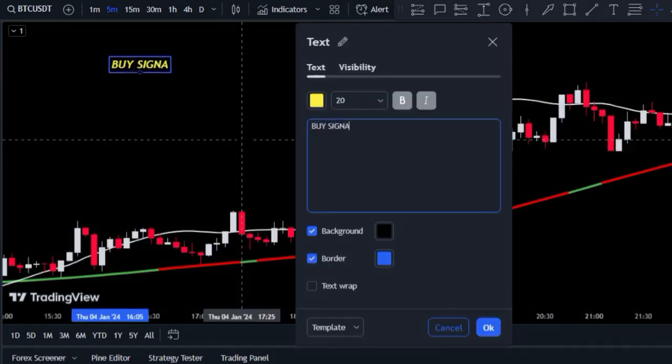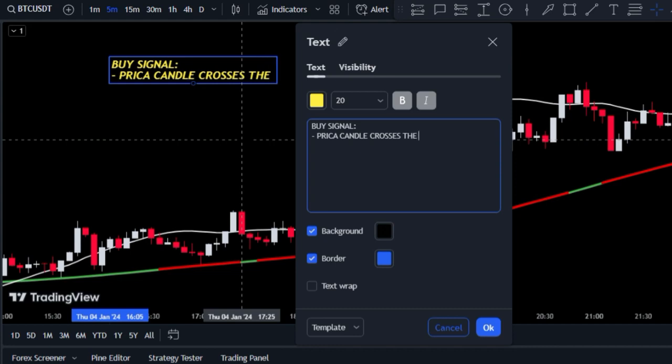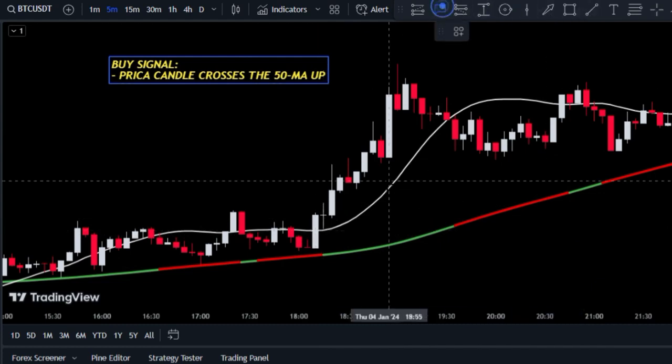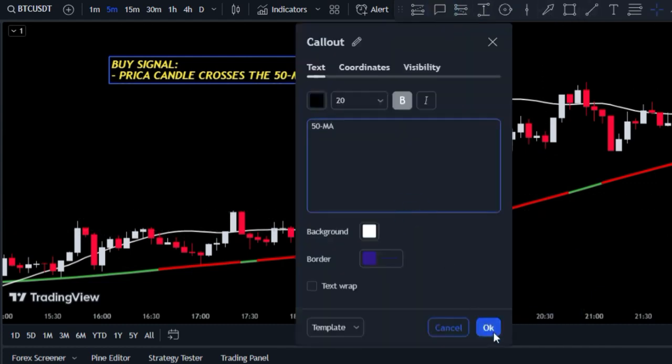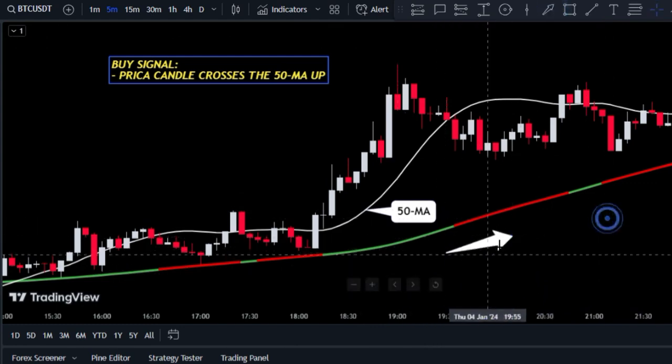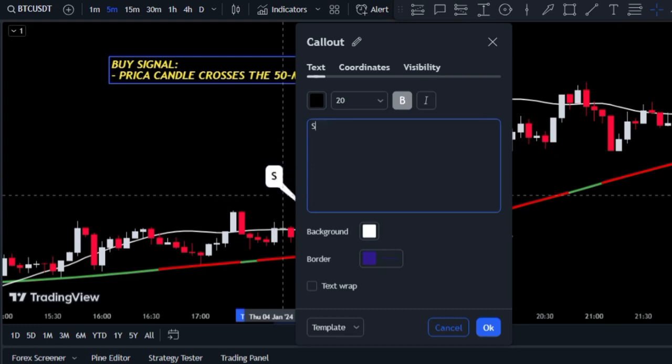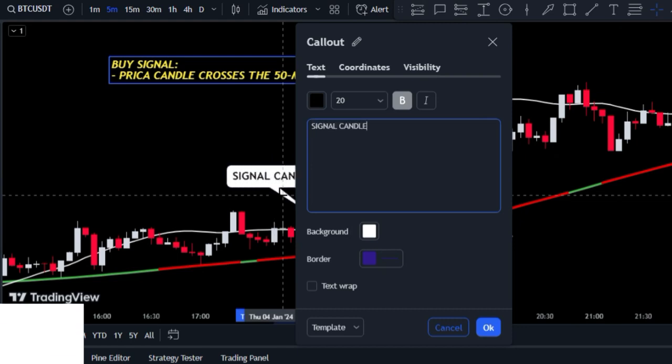Moving on, let's explore how this indicator generates signals. To do this, we'll be looking at the price candles and the 50 moving average. If the market is on an uptrend, and the price breaks above the 50 moving average, we call this a bullish breakout, which signals a buying opportunity in our strategy.